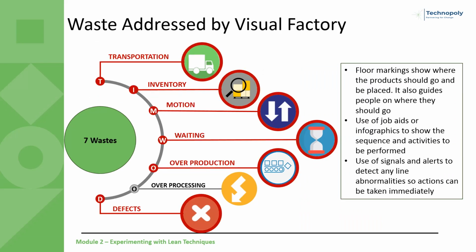Transportation, inventory, motion, waiting, overproduction, and defects are the wastes addressed by visual factory. For example, floor markings show where the product should go and be placed. It also guides people where they should go. Using floor markings as visuals addresses the transportation waste as it manages the material and people traffic. Using job aids or infographics to show the sequence of activities to be performed addresses waiting, motion, and defects. Another example is the use of signals and alerts to detect any line abnormalities so action can be taken immediately.